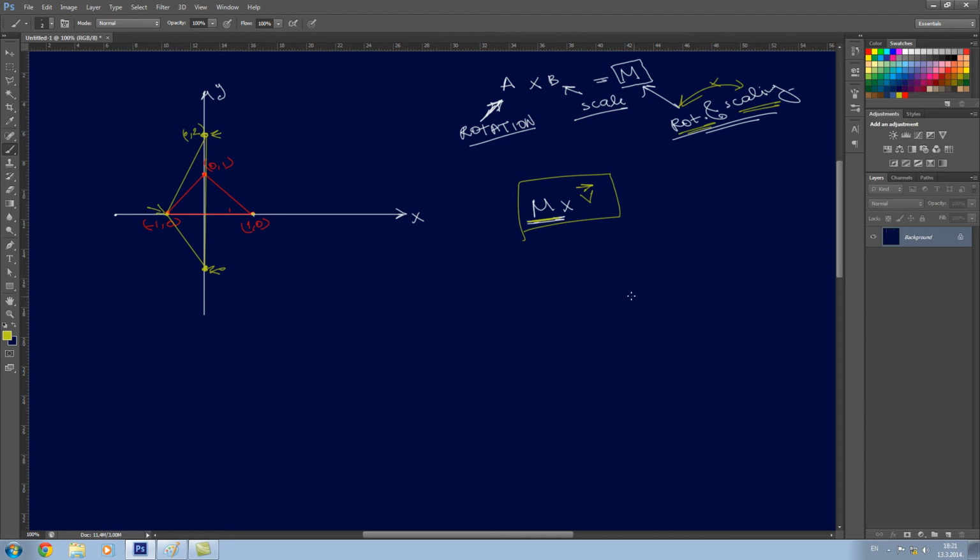Now we have the new matrix. We need to define a matrix for translation. Now that matrix of translation, we have to find a way to integrate it.